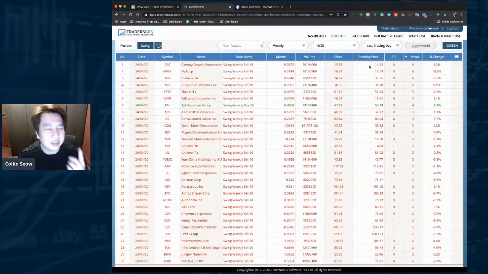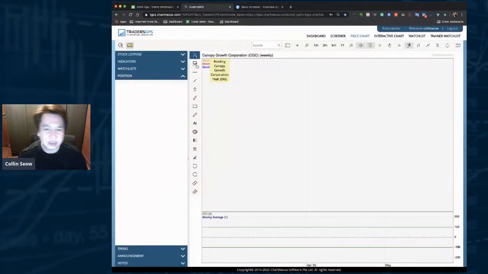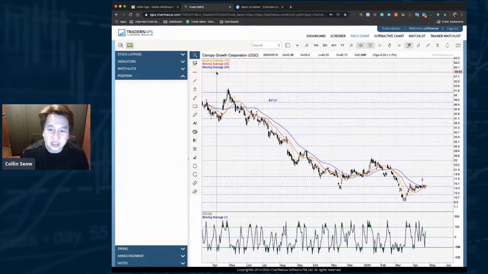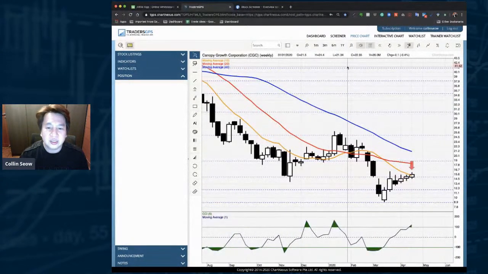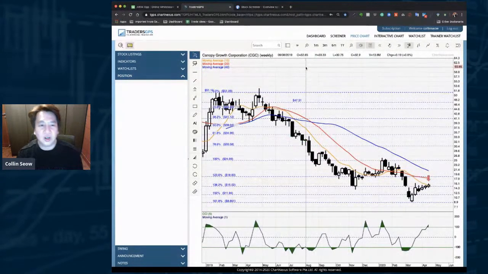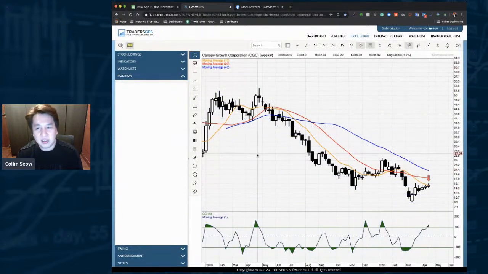I think this one is Canopy Growth, right? Okay, this is a swing sell. So you go to the weekly swing sell order. Any question?